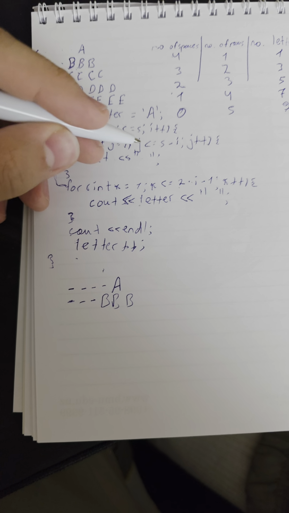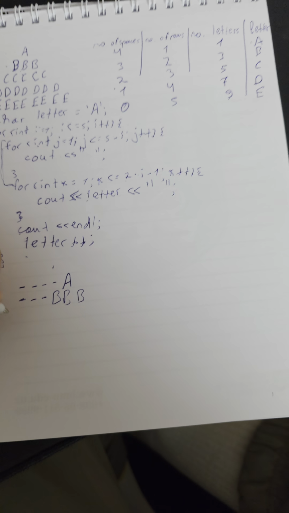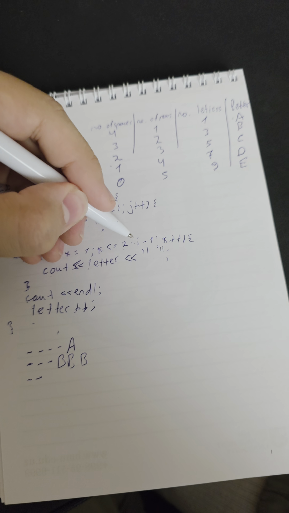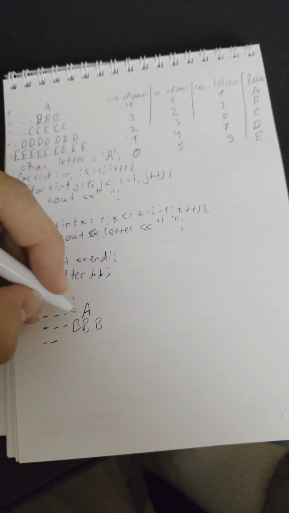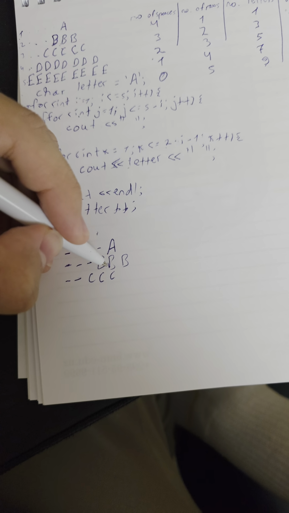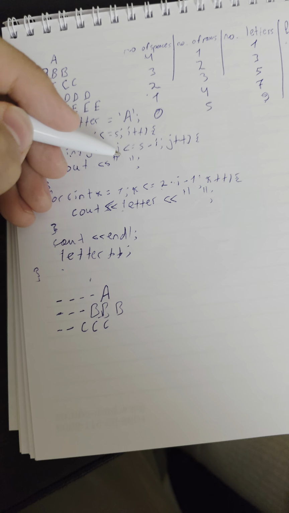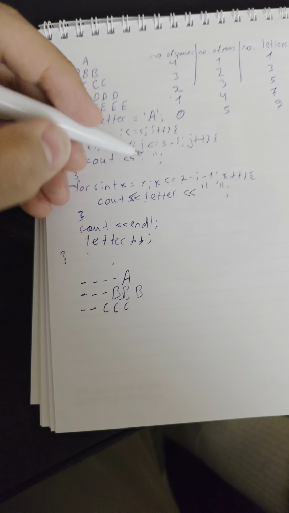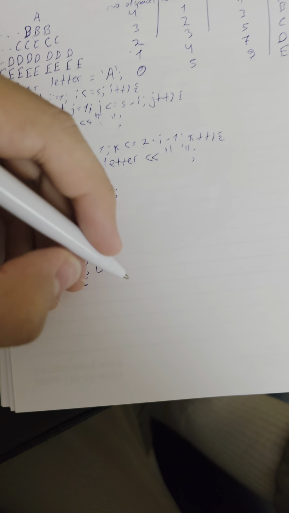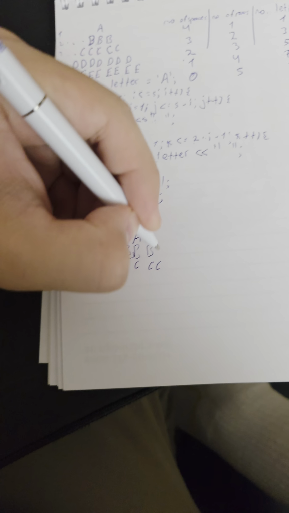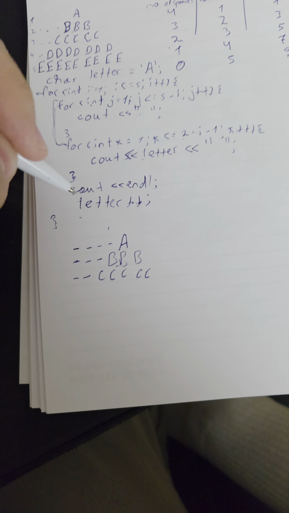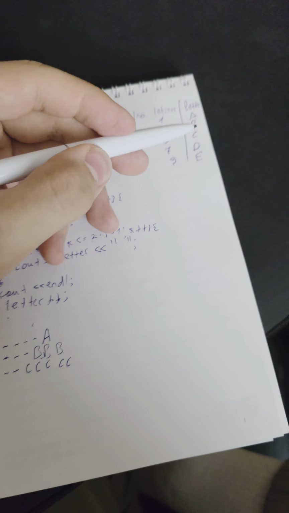So i will be 3. 5 minus 3 equals 2. 2 spaces. i equals 3. 2 times 3 is 6, and 6 minus 1 is 5. So C will be printed 5 times. I also don't write the spaces here, but there are spaces. I wrote them here. I'm not using it here because it's a little complicated. Cout endl going to the next row, and letter plus plus, it will become D.